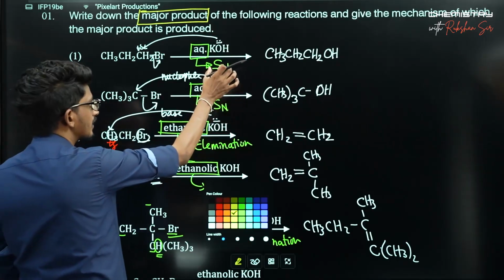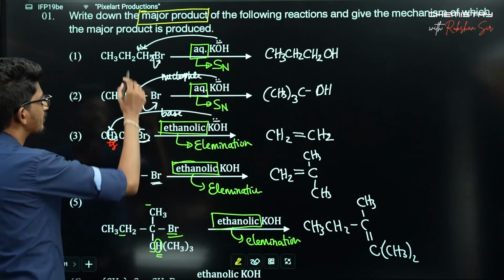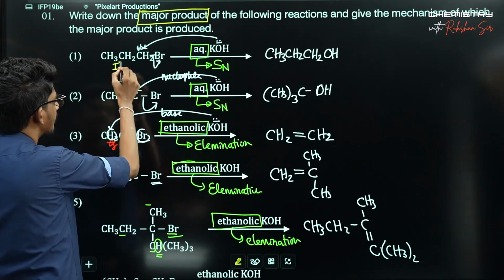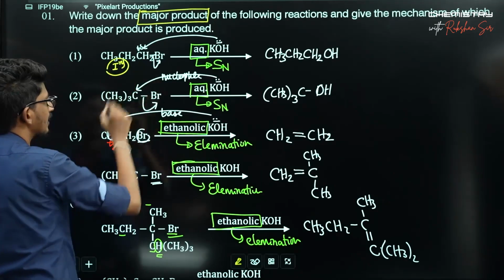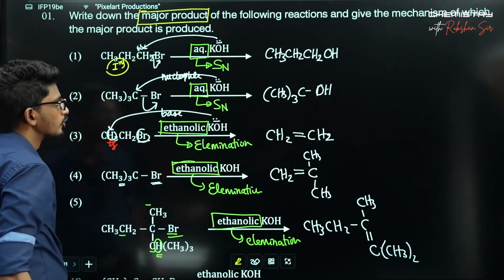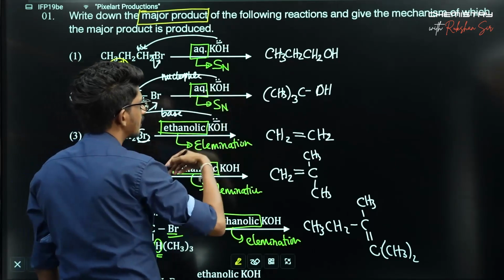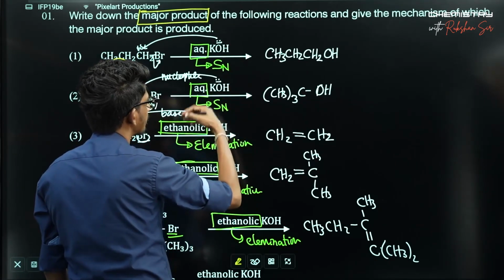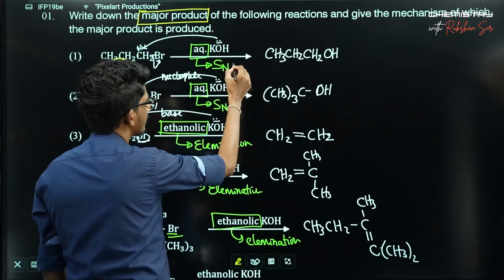As we have decided, this is an SN type of mechanism, as this one is a primary alkyl halide. Only one R group is with this carbon, primary alkyl halide, so the one step mechanism is preferred. Primary halides prefer the one step mechanism, that means SN2.